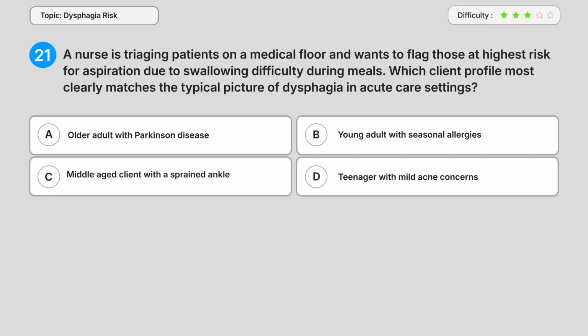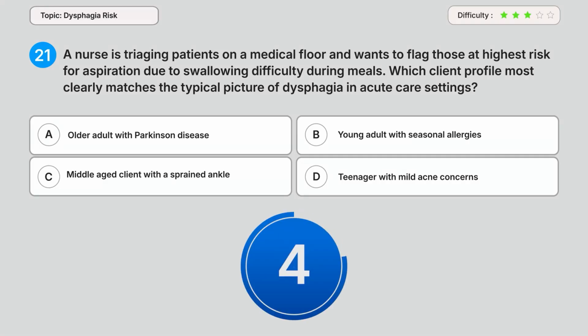A. Older adult with Parkinson's disease. B. Young adult with seasonal allergies. C. Middle-aged client with a sprained ankle. D. Teenager with mild acne concerns. What do you think is the answer?